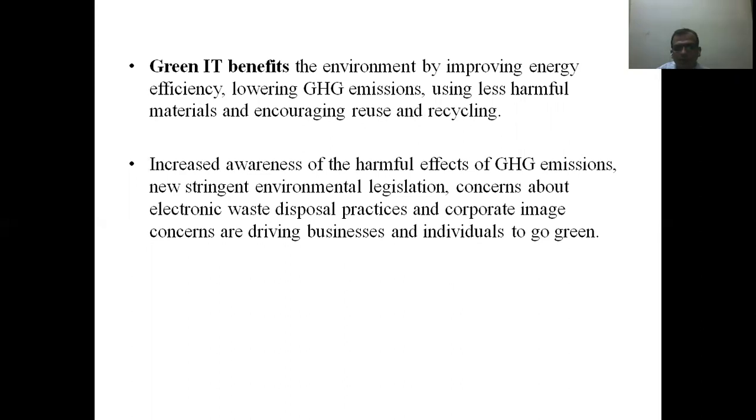And next, you should not dispose of these materials in an improper way. We have to dispose of them properly by using proper disposal methods, and we can also adopt reuse and recycling methods. Next, increased awareness of the harmful effects of GHG emissions, new stringent environmental legislations, concerns about electronic waste disposal practices, and corporate image concerns are driving businesses and individuals to go green. So these are the rules and regulations we put in place using green IT, and we also set rules for corporates, which will help us make the environment green.